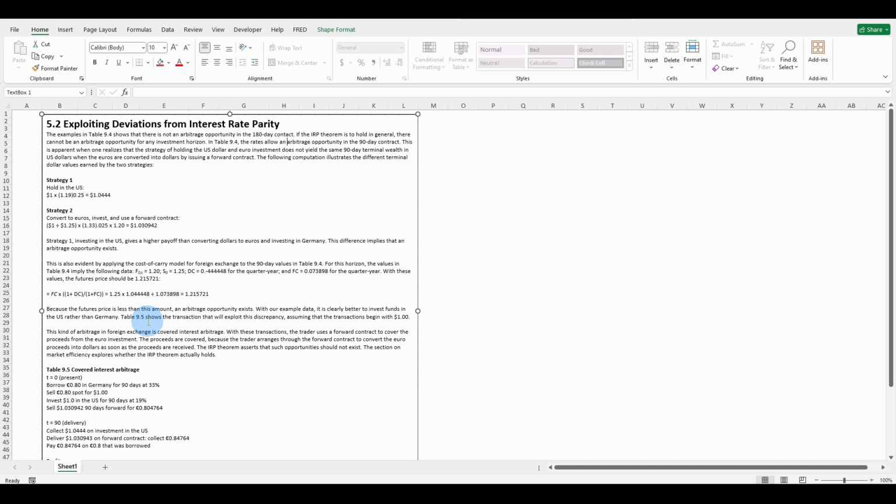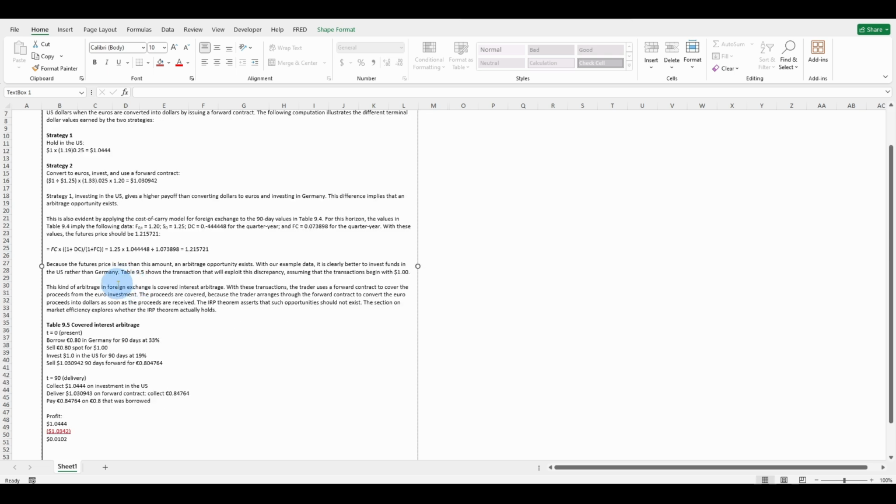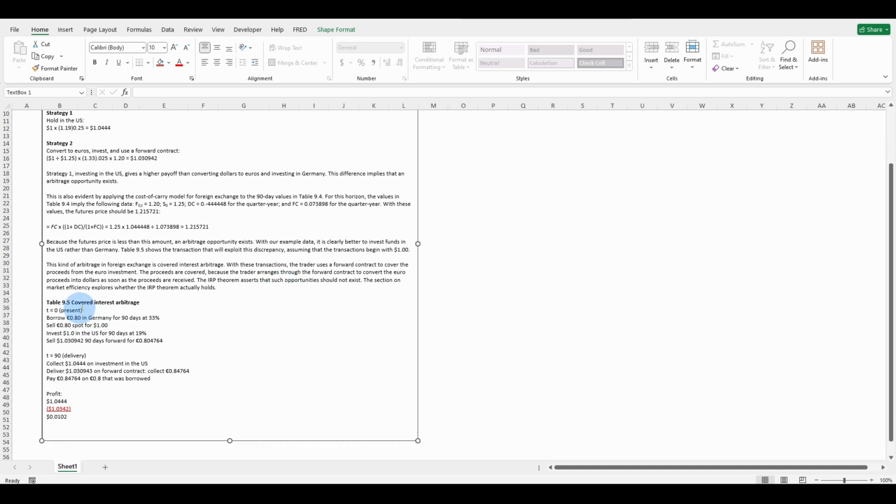Table 9.5 shows transactions that will exploit this discrepancy, assuming that the transaction begins with $1. This kind of arbitrage in foreign exchange is covered interest arbitrage. With these transactions, the trader uses a forward contract to cover the proceeds from the euro investment. The proceeds are covered because the trader arranges through the forward contract to convert the euro proceeds into dollars as soon as the proceeds are received. The IRP theorem asserts that such opportunities should not exist. The section on market efficiency explores whether the IRP theorem actually holds.